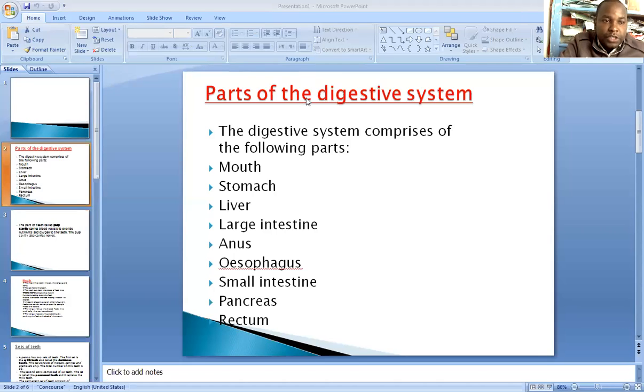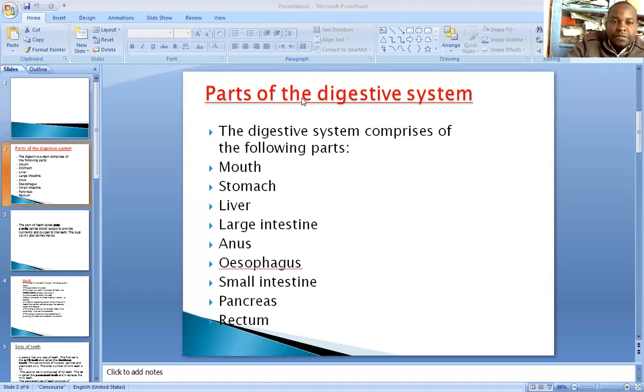Parts of the digestive system. I repeat, the topic is the human body, the digestive system. We begin by defining what digestion is. I said that digestion is the breakdown of food into small particles that can be absorbed into the bloodstream. Digestion of food starts in the mouth and ends in the small intestine.